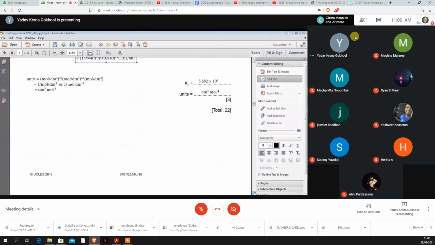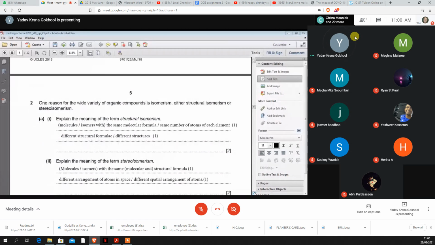Let's move on. Now, structural isomerism. Here, I have some details to add. We are not just going to look at the definition, because the definition is directly from your copybook or your notes. But what I want you to understand is that structural isomerism includes chain isomerism.